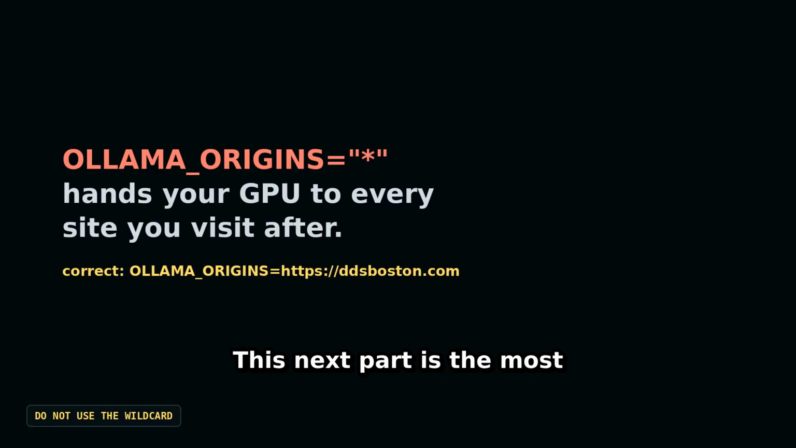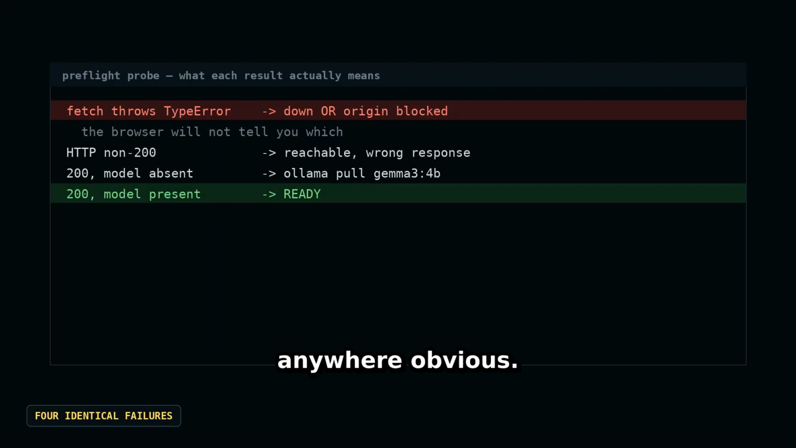This next part is the most useful thing in the class, and it is not documented anywhere obvious. When the probe fails, there are 4 outcomes, and 2 of them look identical. A cross-origin rejection and a completely dead server both surface in client-side JavaScript as the same type error. Same error name, same message, no status code, nothing in the object to separate them. The browser deliberately withholds which one it was. That is a privacy protection, not a bug.